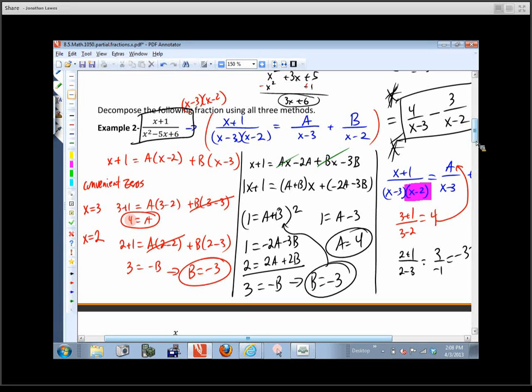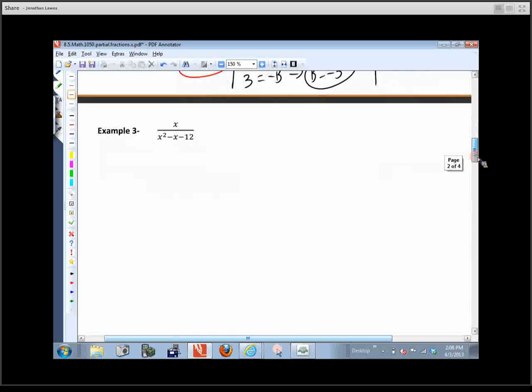You need to know all three techniques. That cover-up method works really slick. The convenient zeros is a very, very useful technique, even for the more complicated ones. And you can't get around this system of equations idea, the fact that you're going to write two polynomials on each side and then set the coefficients equal to each other. Okay, we're good? Let's run through and do this one.